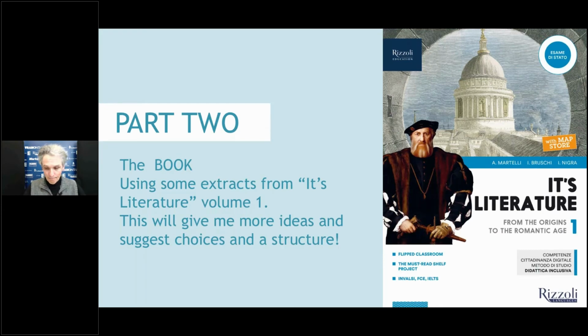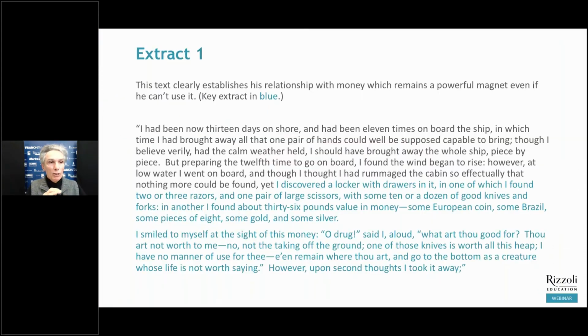Part 2. The book. Using some extracts from It's Literature, Volume 1, this will give me more ideas and suggest choices and a structure. Extract 1. This text clearly establishes a relationship with money, which remains a powerful magnet even if he can't use it. I find it very comic, actually. I'll just read the extract in blue.